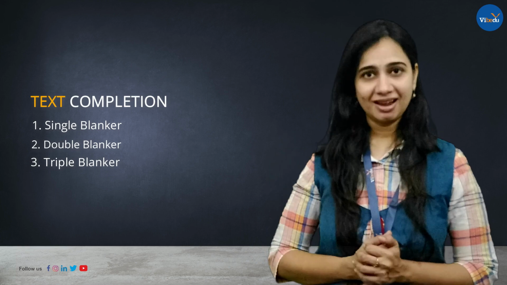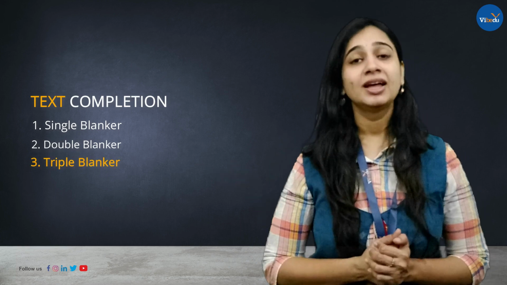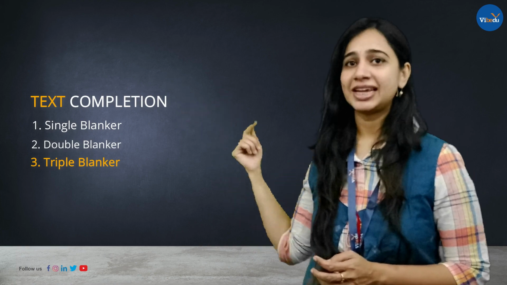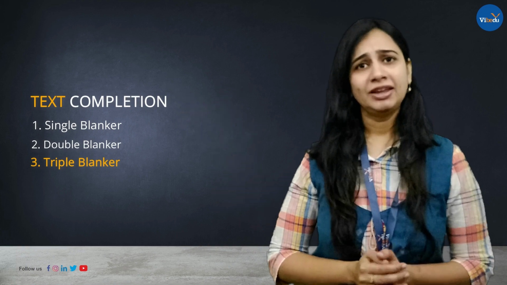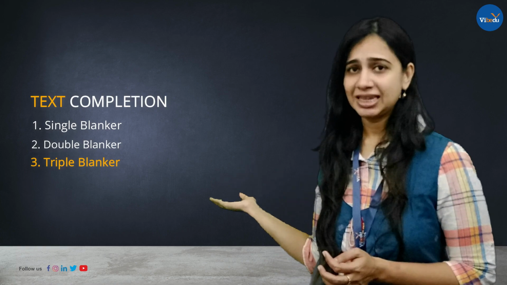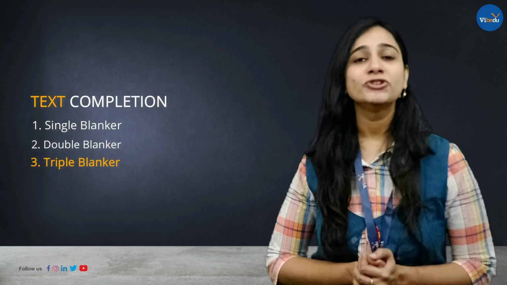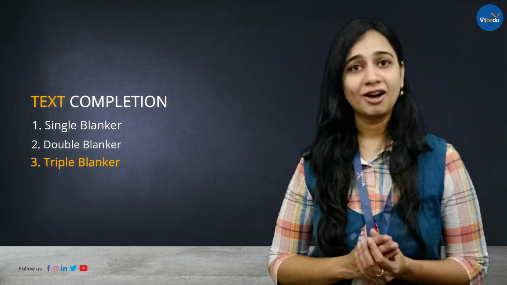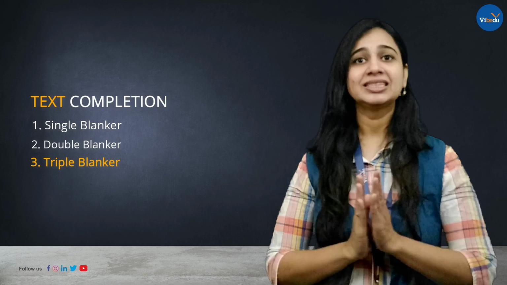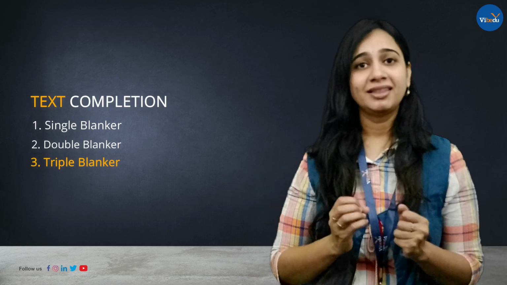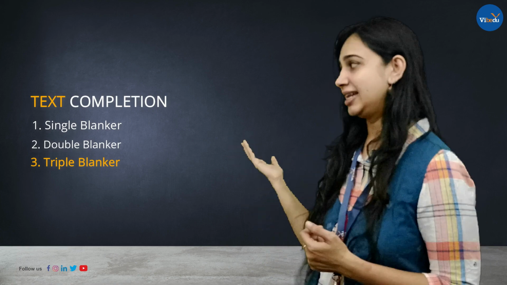Our third and last pattern is the triple blanker. There is no rule that you have to answer the first blank first and the last at the last. Even if you find the last blank is easier than the first and second, you can approach that first. The only thing is you should know where to break and how to segregate blanks, and don't forget to find your own answer. Don't forget to write your own answer. That's the main trick to attempt text completion questions. So let's have a look at pattern third.